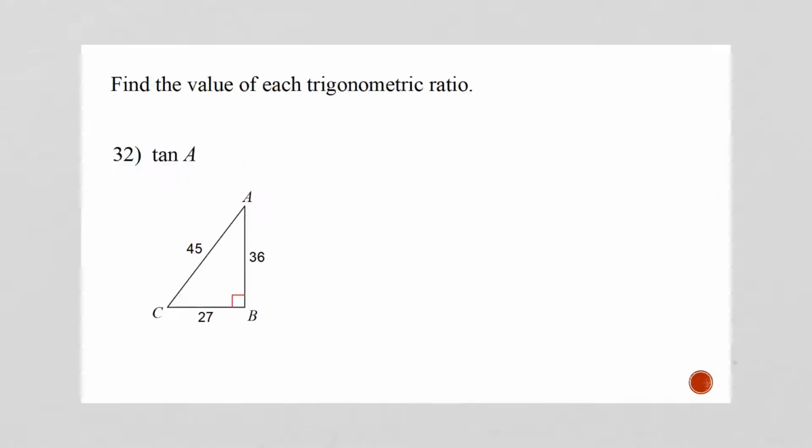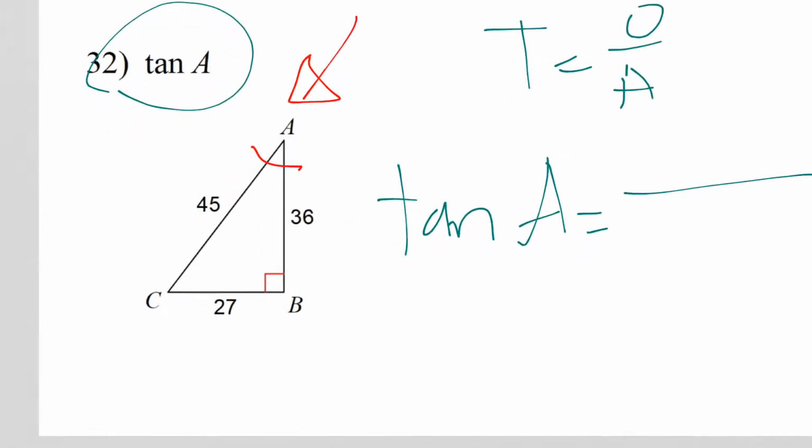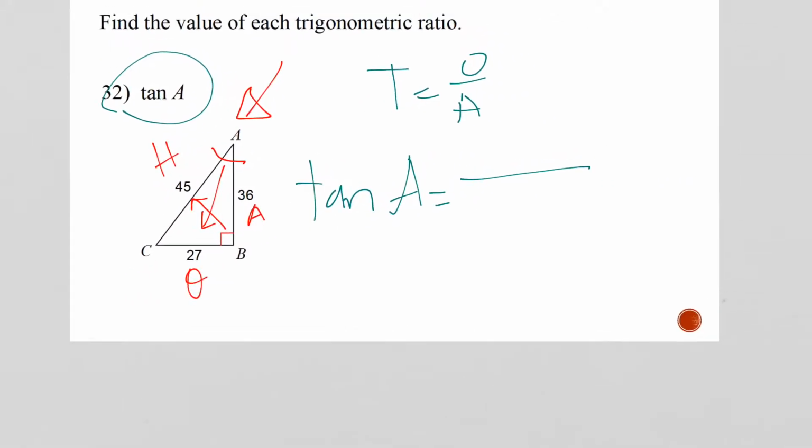Question 32 is asking us for tangent of angle A. Tangent is TOA, so tangent of angle A is equal to O over A. Well, I've got to name this. So angle A is where I'm starting. Opposite is 27. Hypotenuse is 45. And the adjacent side would be the last one.